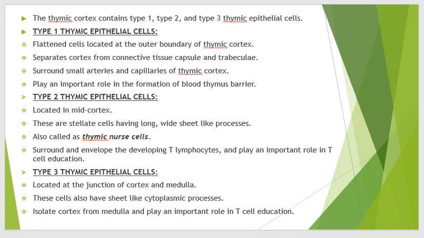Now type 2 thymic epithelial cells. They are located in the middle part of the cortex, and these are stellate cells which have long sheet-like processes. These cells are also called thymic nurse cells because they surround and envelop the developing T lymphocytes, and they play an important role in T cell education.